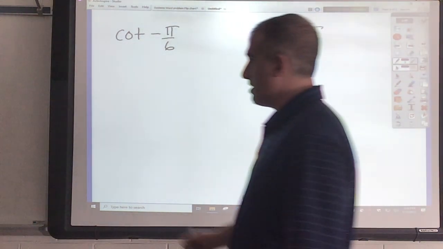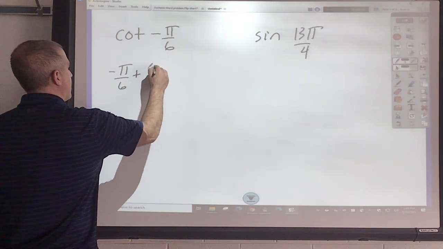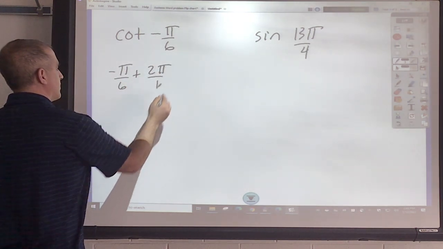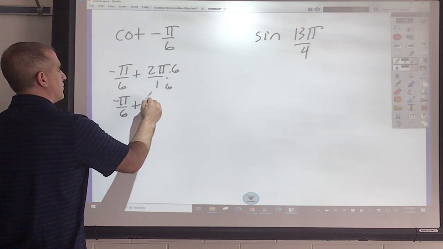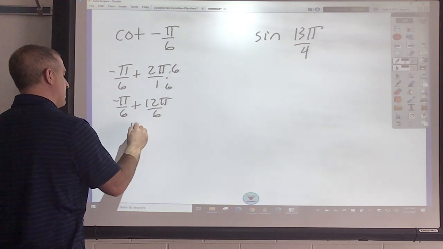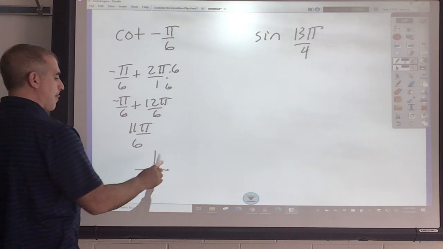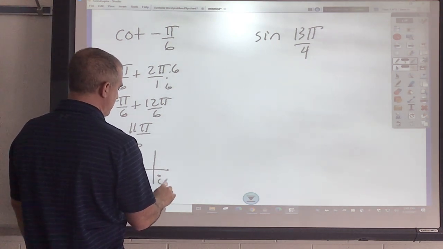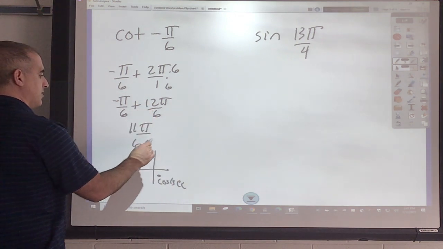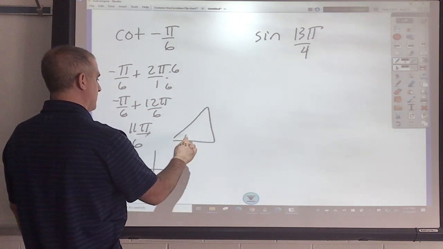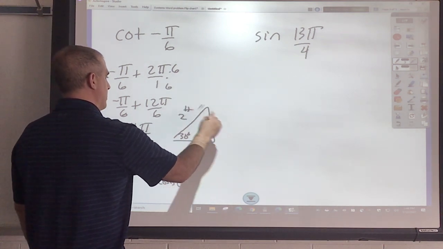So what I have to do here is add 2 pi. I'd have to make this a common denominator, so that's negative pi over 6 plus 12 pi over 6, which is 11 pi over 6, which would put me in this quadrant. The only things positive there are going to be cosine and secant, so this is going to be negative. My 6 triangle will be the 30-degree one, with H, O, and A.